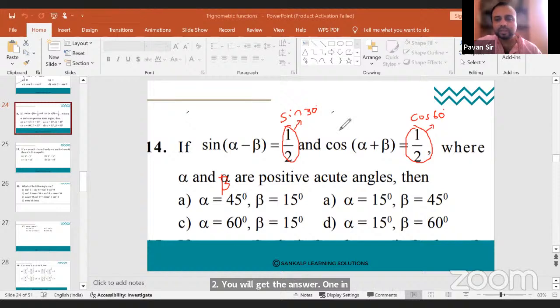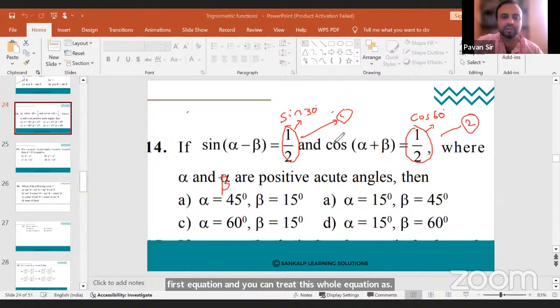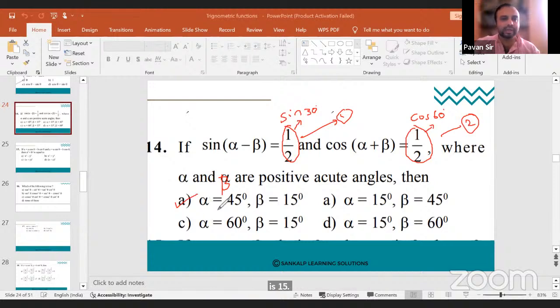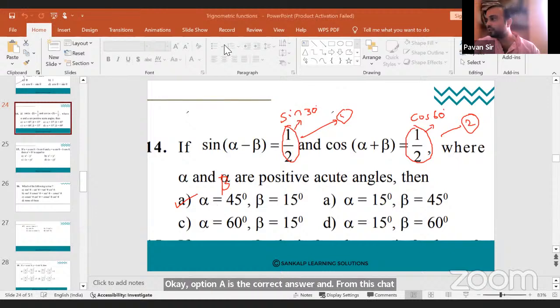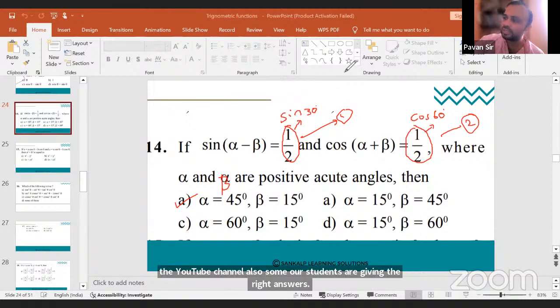You can treat the whole as the first equation and this whole equation as the second equation. First and second equation, you can solve it. You will get the answer as alpha is 45, beta is 15. Okay. Option A is the correct answer, and from this chat box, many have given the right answer, and from the YouTube channel also some students are giving the right answers. Please make it correct if your answer is different.